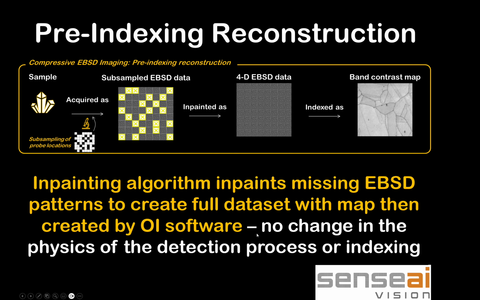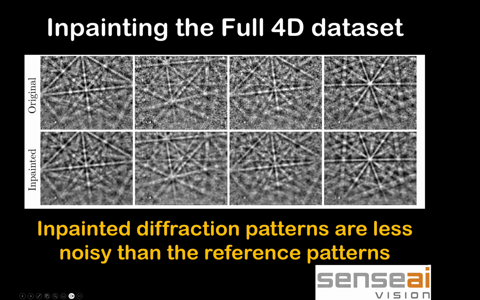And so it's not changing the physics of the process. It's not changing the way the index is being done. It uses the software that already exists. All it is doing is inpainting the missing EBSD patterns. Now, the thing about inpainting the EBSD patterns that are missing is that essentially each inpainted pattern can use all the signal to noise of all of the diffraction patterns that have been acquired, so you actually get an increase in the signal to noise from the inpainted patterns that didn't exist.